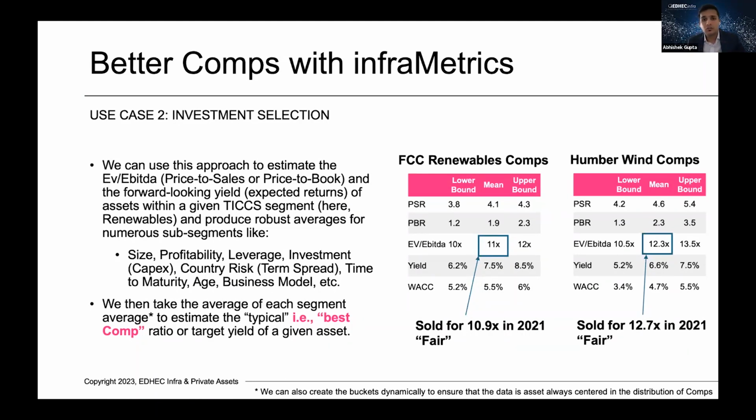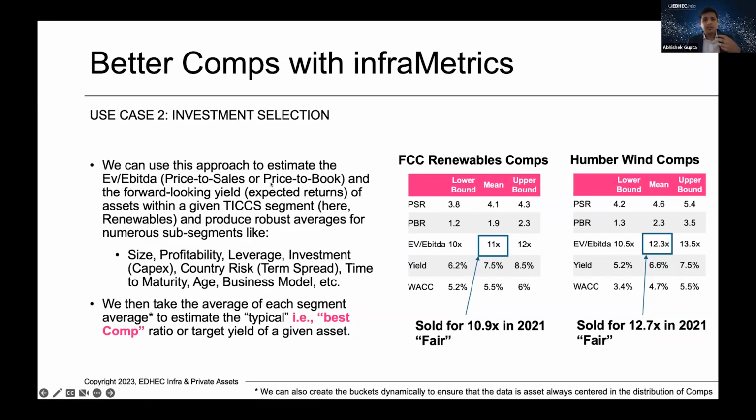So here I've taken the example of 2 individual deals, FCC Renewables and Humber Wind Farm. FCC Renewables was sold for 10.9x in 2021, which is close to the EV/EBITDA ratio that we have come up with using this approach. And Humber Wind Farm was sold for 12.7x in 2021, which is also close to the EV/EBITDA ratio that we have come up with using an approach like this. Although the range between lower bound and upper bound is a bit wide, you have a 3x range in there. So there is potential to price it a bit higher as well.